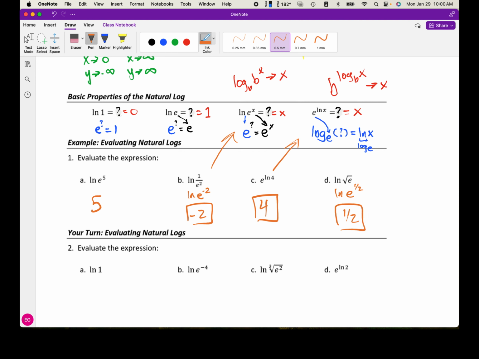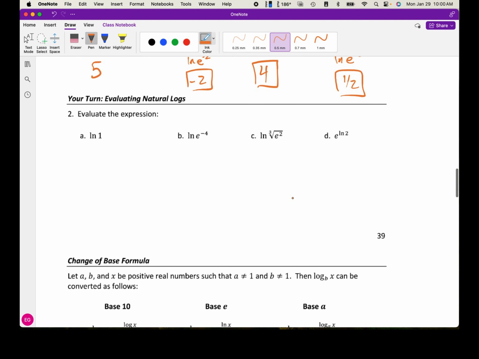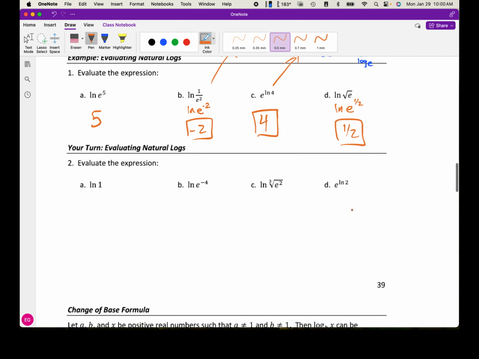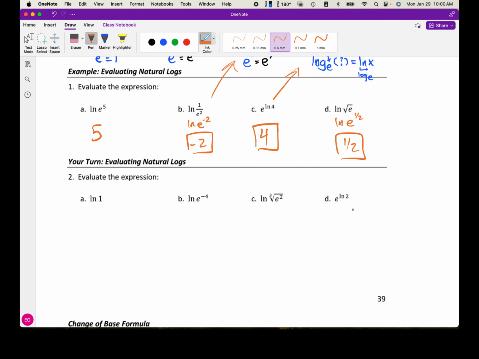All right, so you should pause the video now and try these for your terms that you got going on right here. So we have ln 1, ln e to the negative 4, ln the cube root of e squared, and then e raised to the ln 2. So pause the video and do that. When you come back, I'll go over them.